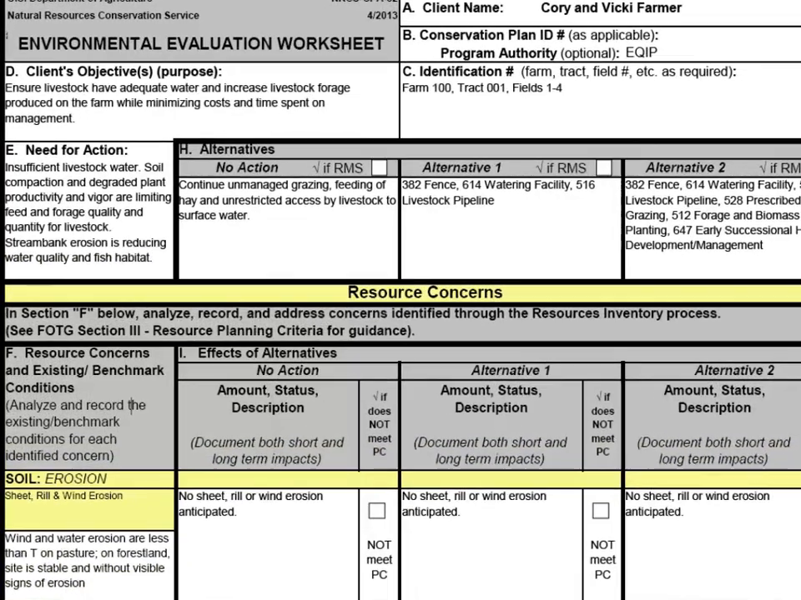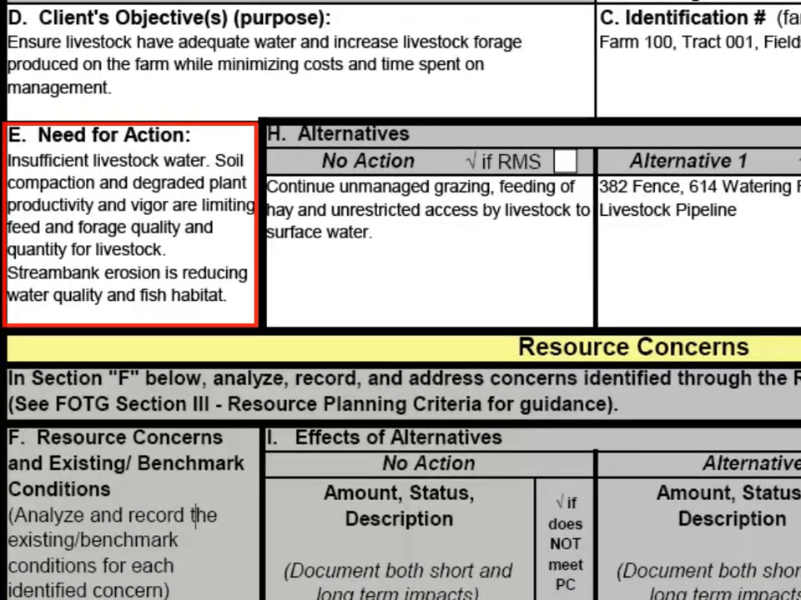There is a need for action because there is not always enough water for Mr. Farmer's livestock, and soil compaction and degraded plant productivity are limiting the amount of livestock forage on his pasture. In addition, stream bank erosion from the cattle having access to the stream has reduced water quality and fish habitat.